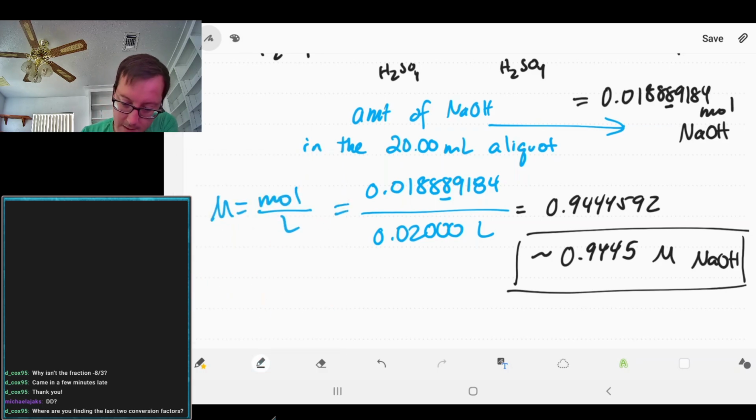But really it's more of the same thing. We're just throwing in one more concept here: the conversion between moles and liters. Molarity. It's concentration. We can talk a little bit about how to make solutions as well, how to come up with these molarities.